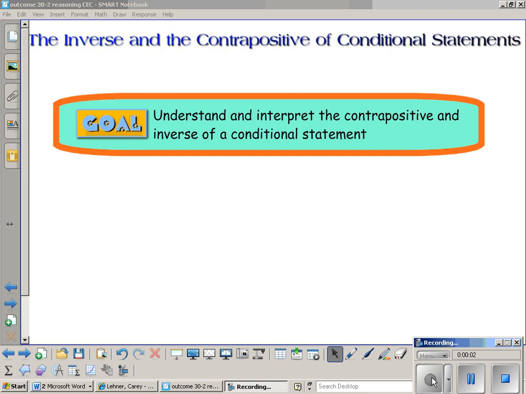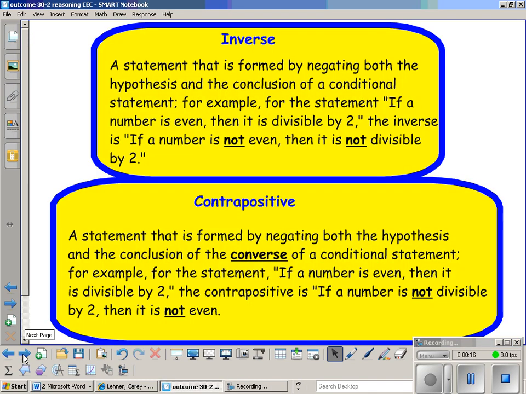In this lesson, we are going to look at the inverse and the contrapositive of conditional statements. Our goal is to understand and interpret the contrapositive and the inverse of a conditional statement. The inverse is a statement that is formed by negating both the hypothesis and the conclusion of a conditional statement.